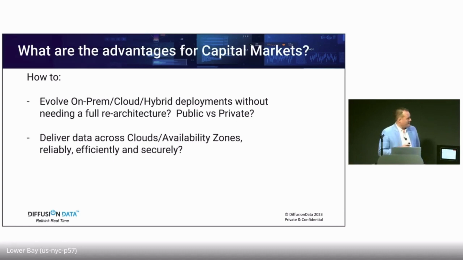So how do we deliver data across clouds, across availability zones, even across regions? And how do we do it reliably, efficiently, and securely? I've already touched upon the security element, but we've also touched upon the efficiency element in terms of reducing those ingress and egress costs. But also, since the transport is a secure WebSocket, the data is always delivered. It's not lossy.